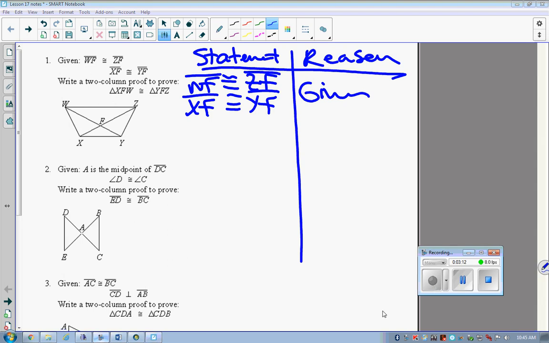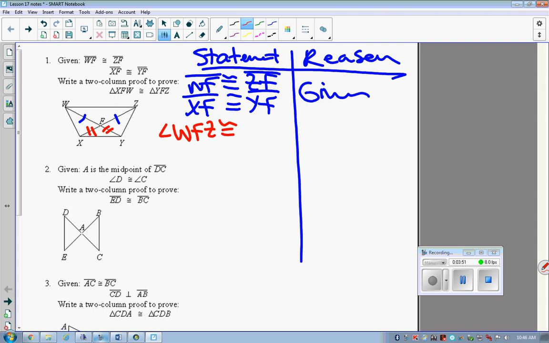All right. So these are my givens. Let's go ahead and put these tick marks in here. We have WF to ZF. We have XF to YF. All right. We only need one more thing to make these two triangles congruent. Does anybody know what it is? Angle what? WFZ, good. WFZ is congruent to what?